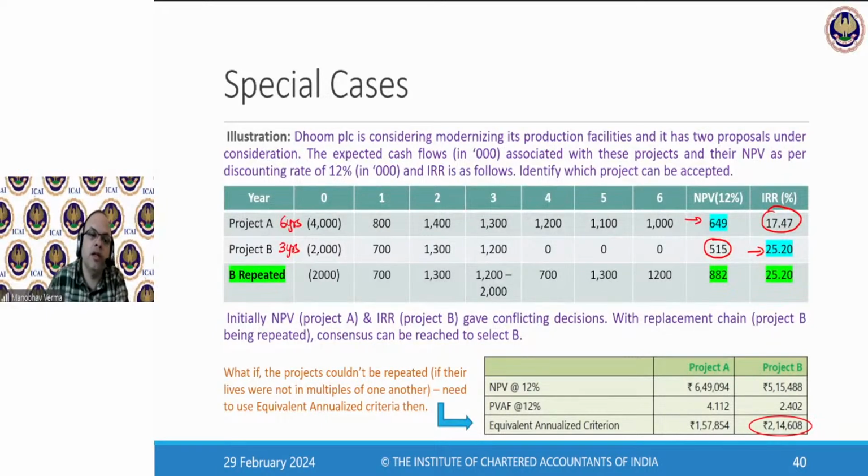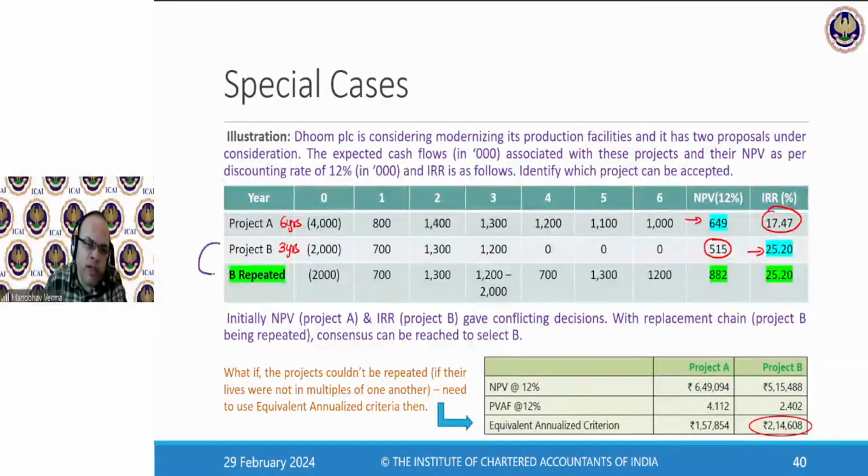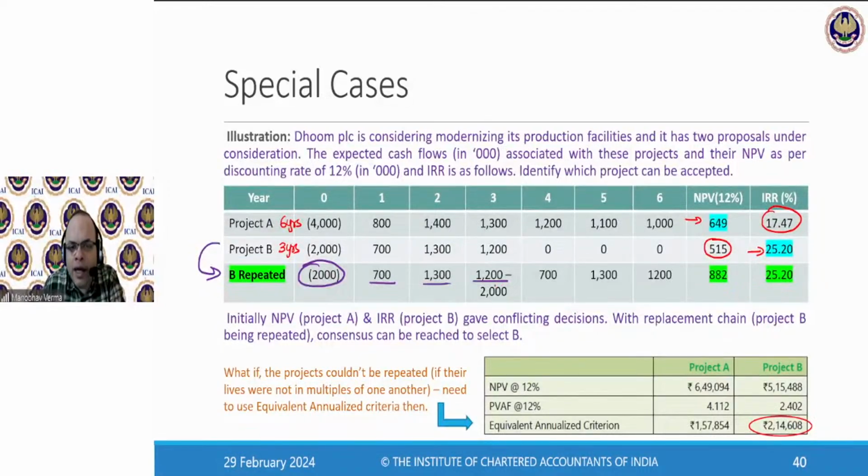So what we are saying here is, let's assume that you have another opportunity of project B after project B is completed. Look at this now. We are repeating project B at the end of the third year, or at the beginning of the fourth year. So you can see the 2000 here, the 700, 1300, and 1200. Then at the end of the third year, again you invest 2000 and you have 700, 1300, and 1200. So project B is done two times now.